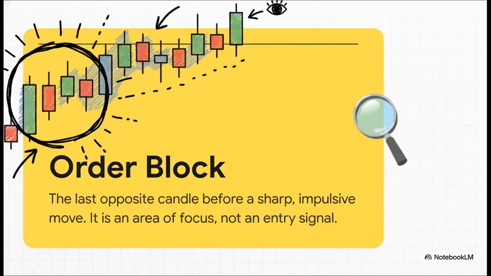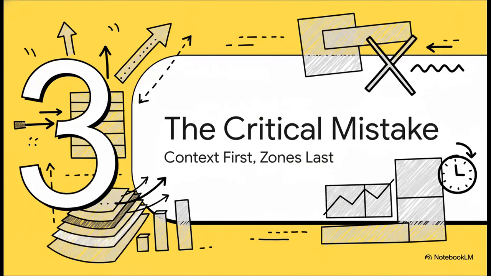And only after all of that do I move to step 5, marking zones like order blocks. Now, this is a key distinction here. An order block is simply the last opposing candle before a sharp move. It's an area of focus, a point of interest. It is not an automatic entry signal. This whole process brings us to the single most critical mistake that this system is designed to prevent. It's all about the sequence. Context has to come first, and your zones have to come last.